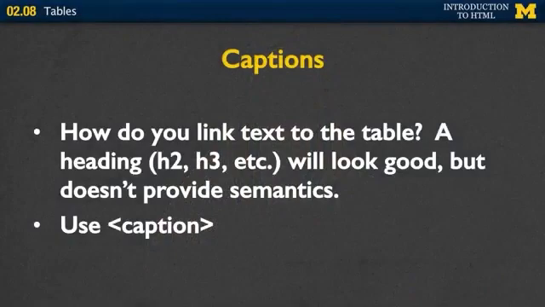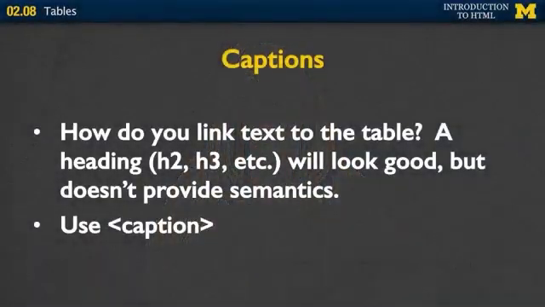Next, let's talk about captions. So how do we link text to a specific table? What people used to do is they would put in some sort of heading, H2 or H3, right above or right below the table. So visually, if you were looking at it, you could kind of figure out, oh, this goes with the table. But again, I really want to push you to use semantic tags. So instead of doing that, you can use the caption tag inside the table, and it'll help everyone know that this caption goes with this specific table.